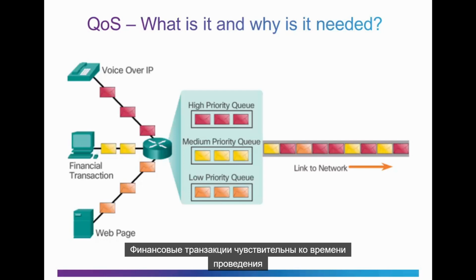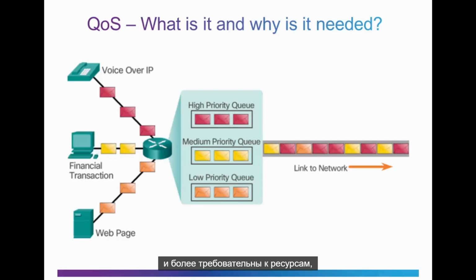Financial transactions are time sensitive and they have greater needs than, let's say, a web page or regular data traffic like sending an email. In this diagram, we're given a general concept of how it works. Packets are buffered at the router, and 3 priority queues have been established: a high priority queue, a medium priority queue, and a low priority queue.